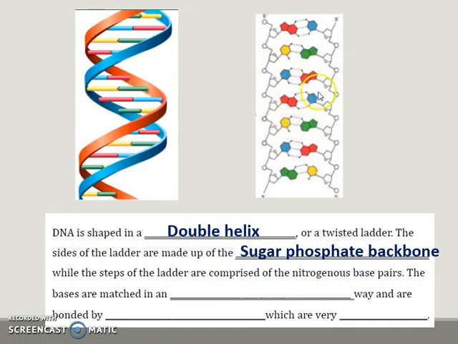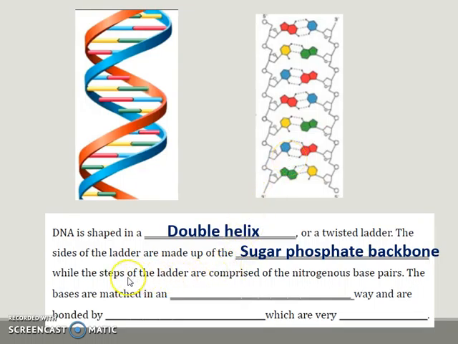This picture on the right shows you a little bit better what that's talking about. So here, this is one nucleotide, and then it's connected to another nucleotide, and then it's connected to another nucleotide. The outside would be considered the backbone, and that goes for the other side as well. The backbone, if you look closely, is made up of the sugar and the phosphate. These would be like the steps of the ladder. These are our bases. So the bases make up the steps of the ladder.